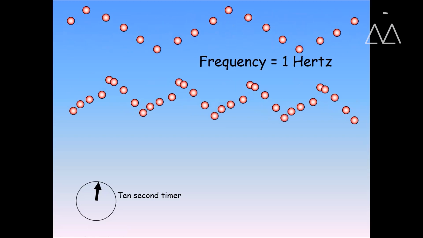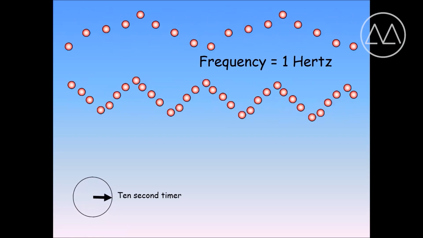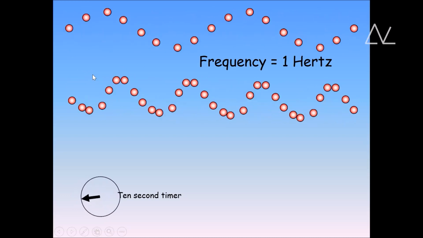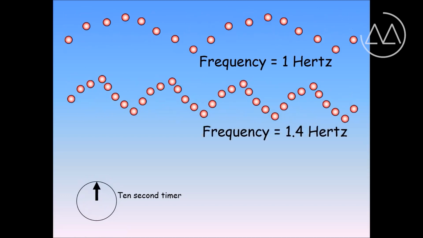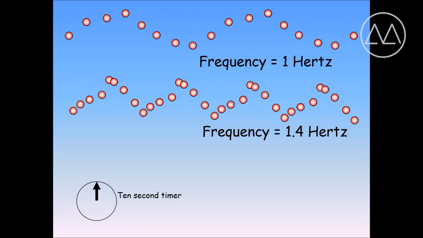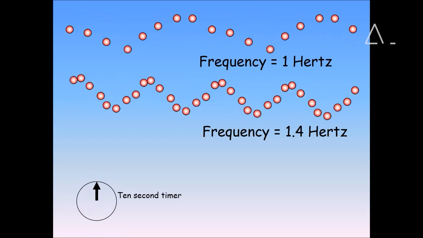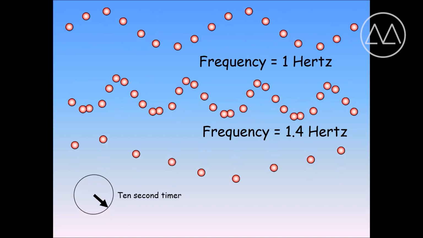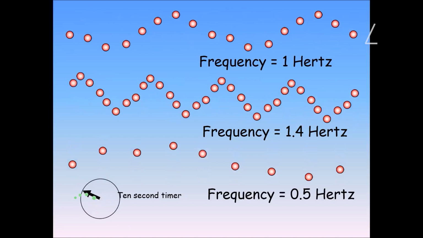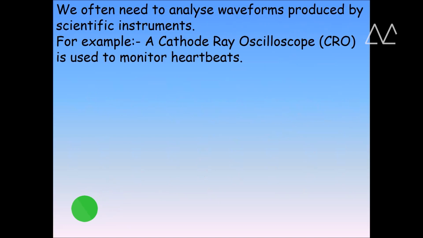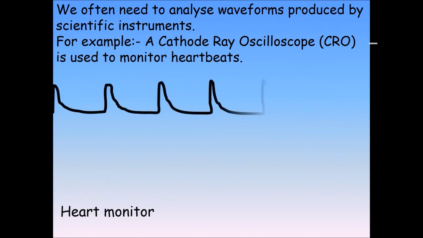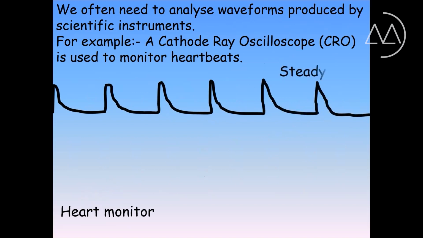Look at the second one. 1, 2, 3, 4, 5, 6, 7, 8, 9, 10, 11, 12, 13, 14. So one complete wave takes 14 seconds. So we have another one here. It's much slower. And the frequency here is 0.5. So all in all, we have to know the number of waves done by the vibrating object in 1 second.